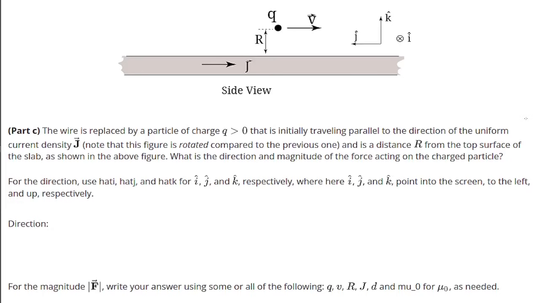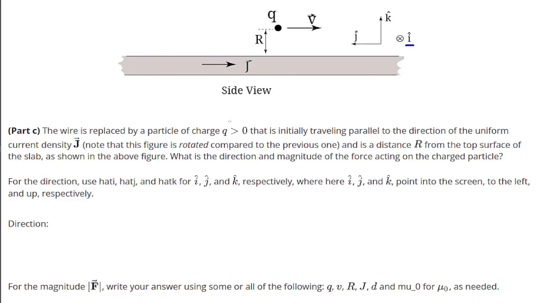where the wire is replaced by a particle with a positive charge that's initially travelling parallel to the direction of the uniform current density. So here we're looking at the slab from the side where the current is flowing. In this case, the x direction goes into the plane, and the particle is at a distance r from the top surface of the slab. What is the direction and magnitude of the force that's acting on a charged particle?